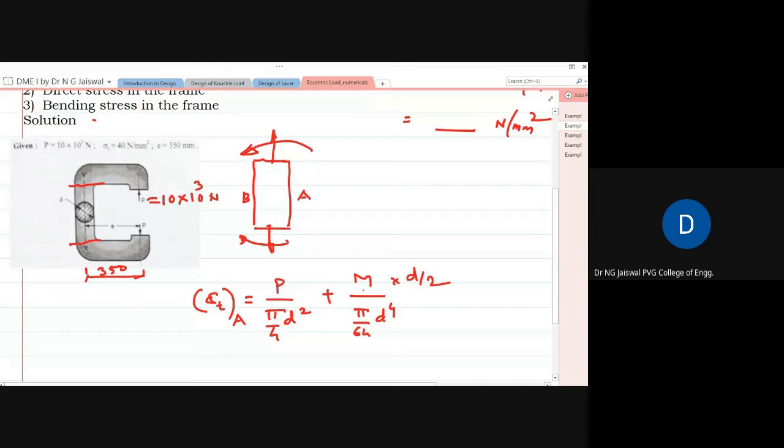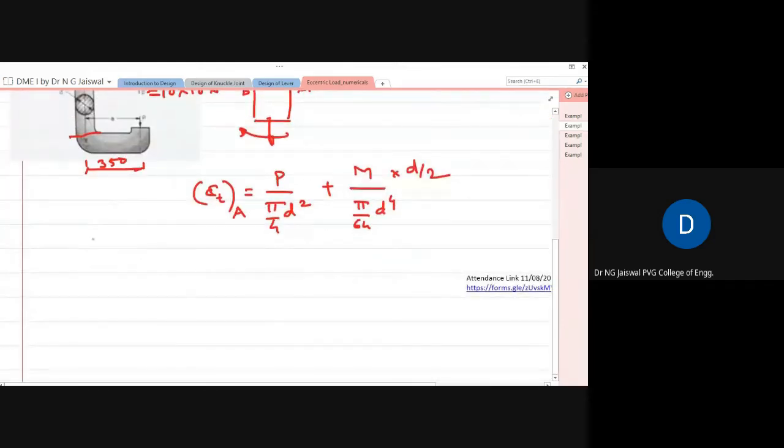M is how much? M is equal to 10 into 10 to the power 3, into the eccentricity distance, which is already given as 350 mm. This you equate to the permissible stress. Permissible is given as 40 megapascal. You convert it into Newton per mm square, and give me the answer. Now I want the complete answer. I want the d. Please solve.